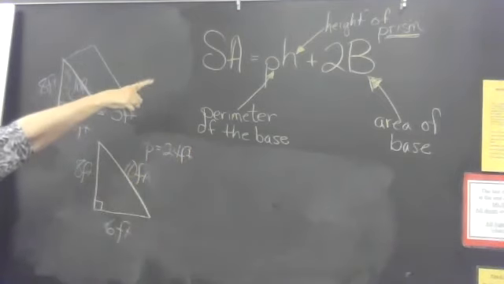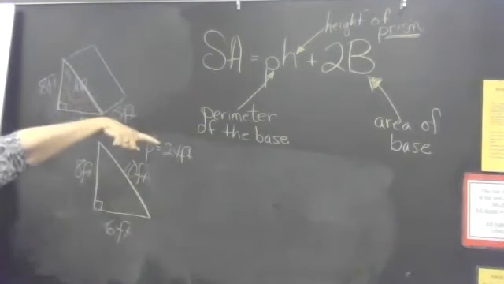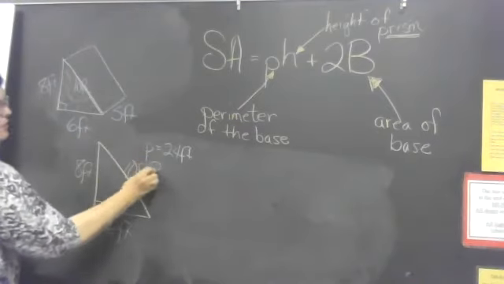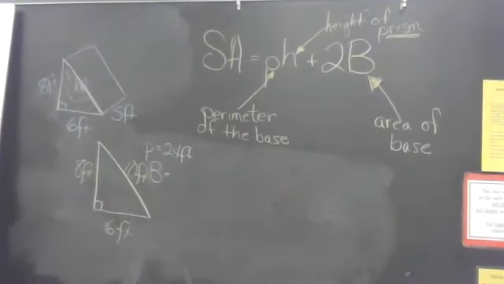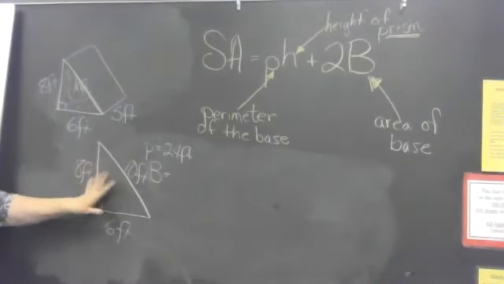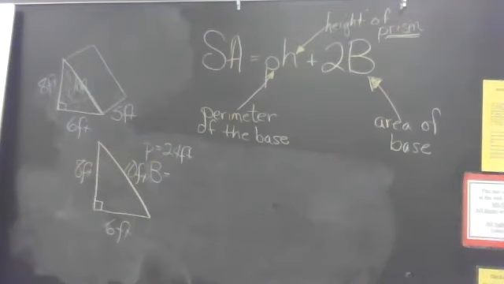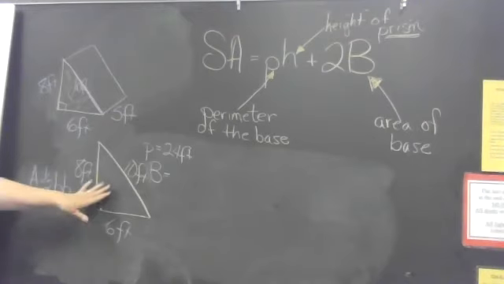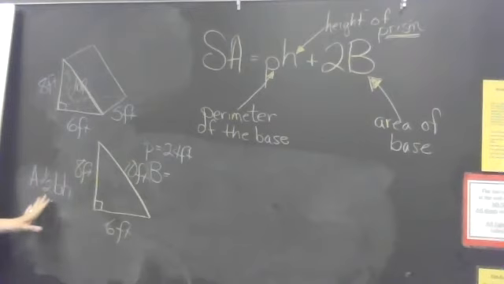And we also know that we're going to have the area of the base. So let's go ahead and take care of that. How do you find the area of this? It's a triangle. Area equals 1/2 times the base times the height. Okay? This is the area of a triangle. We're finding big B, which is the area of the base. The base happens to be a triangle.